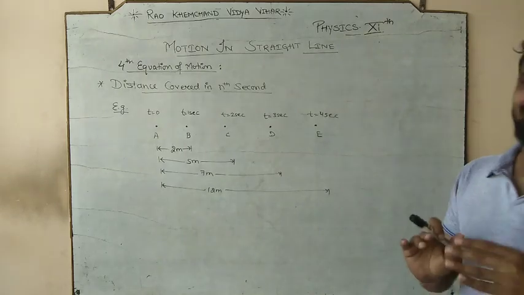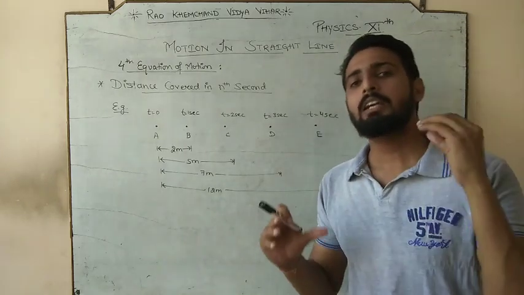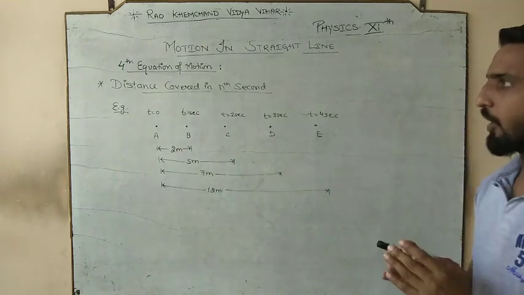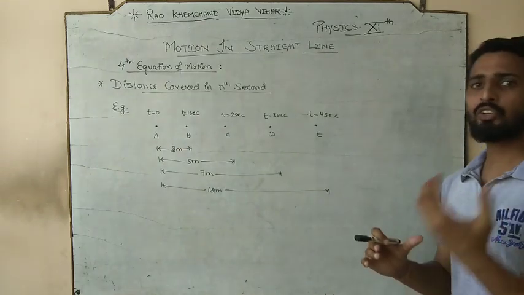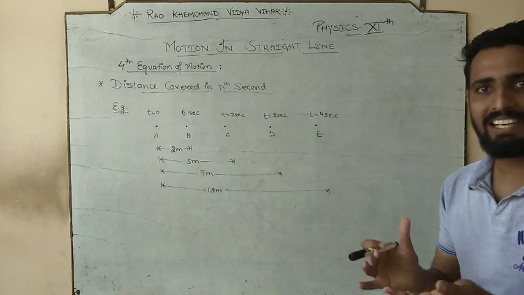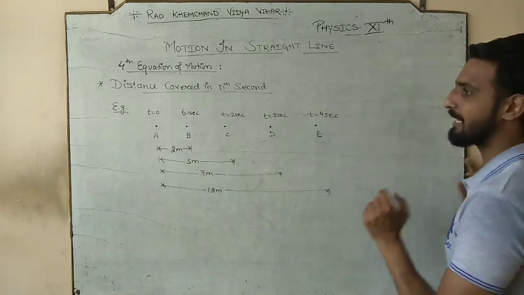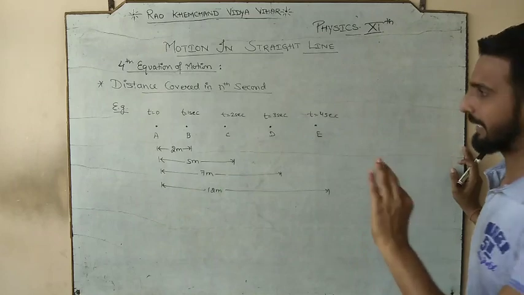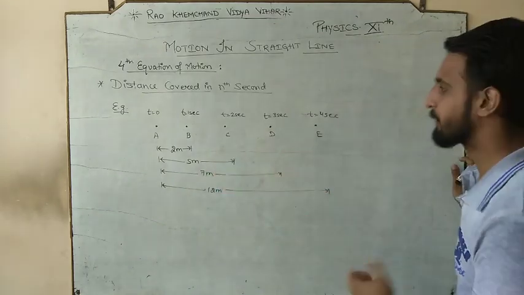And it's a request to each and everyone, please listen to the statement very clearly, because the meaning also lies behind the statement. The meaning is inside the statement itself. So the distance covered in 2 seconds is 5 meter.